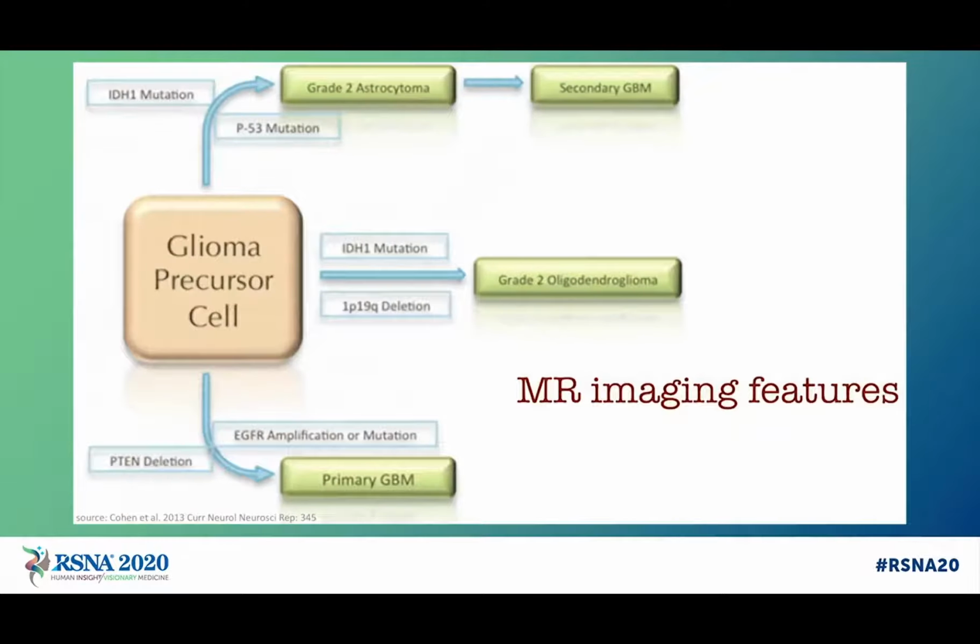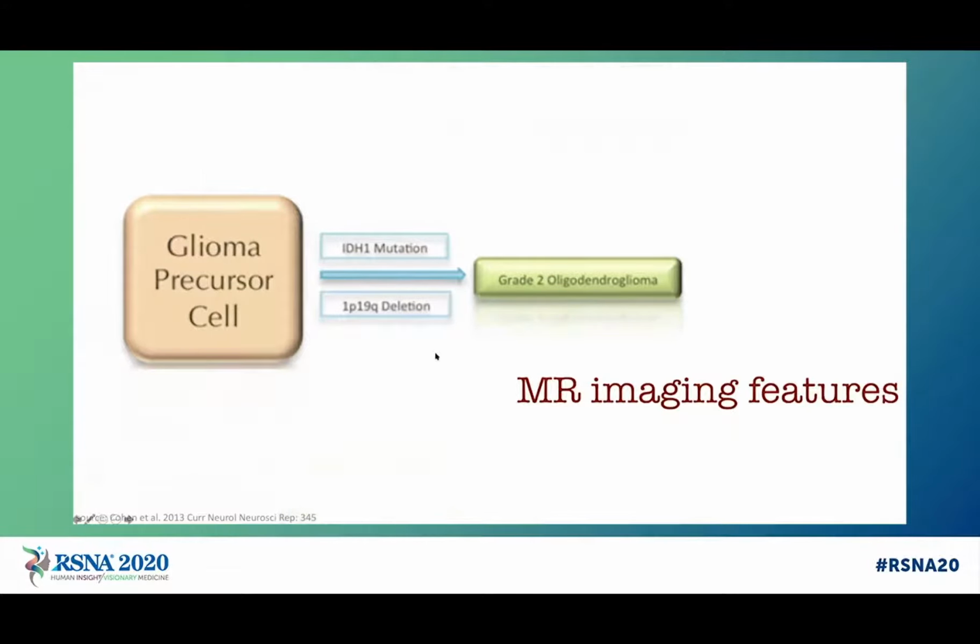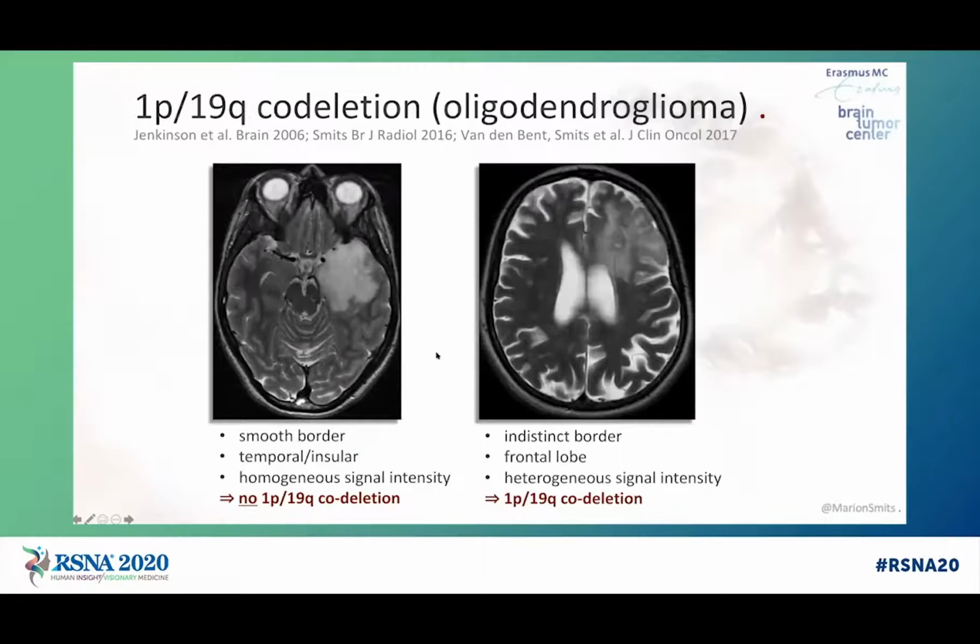So what are the imaging features that we have to classify molecular subtypes of glioma? Let's start with the 1p19q codeletion. So these are the imaging features that we're already well aware of, consistent with oligodendroglioma here on the right. So note the indistinct border, the frontal lobe location, and the heterogeneous signal intensity.